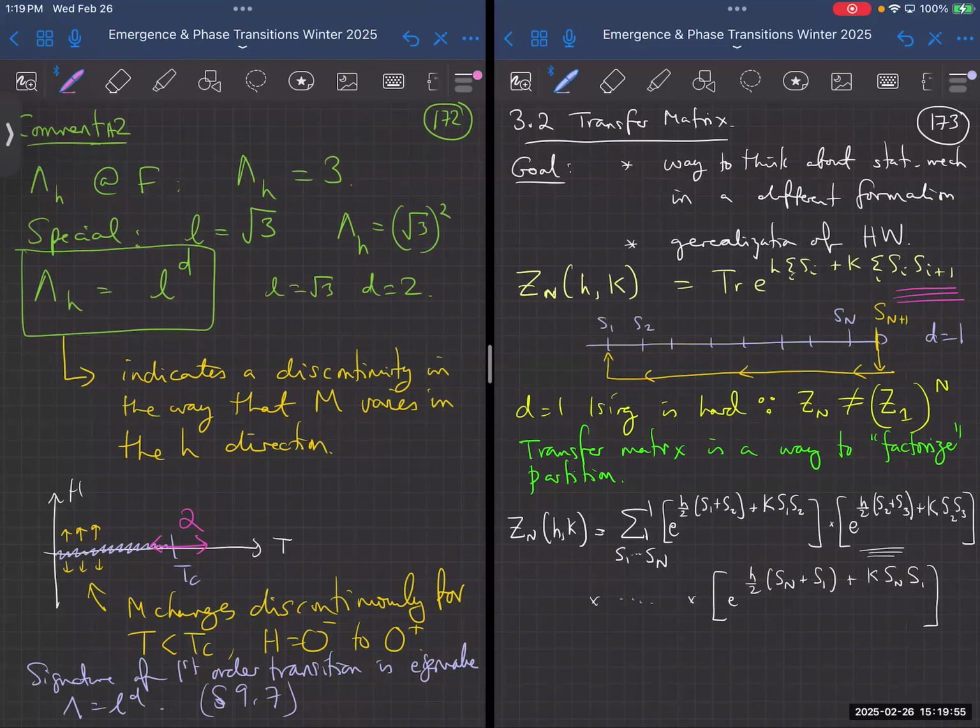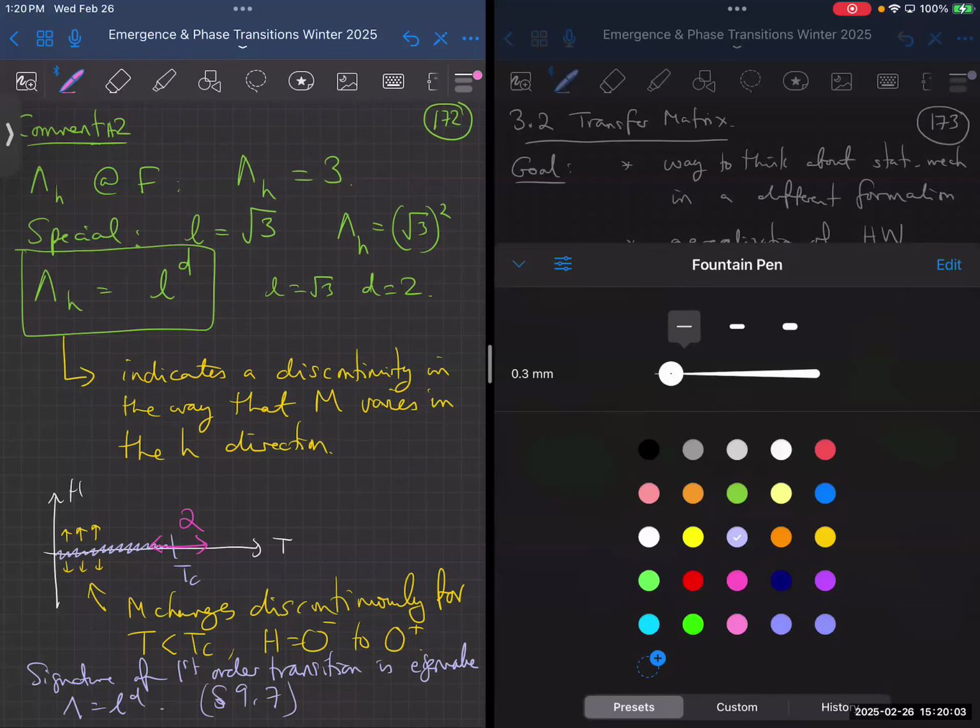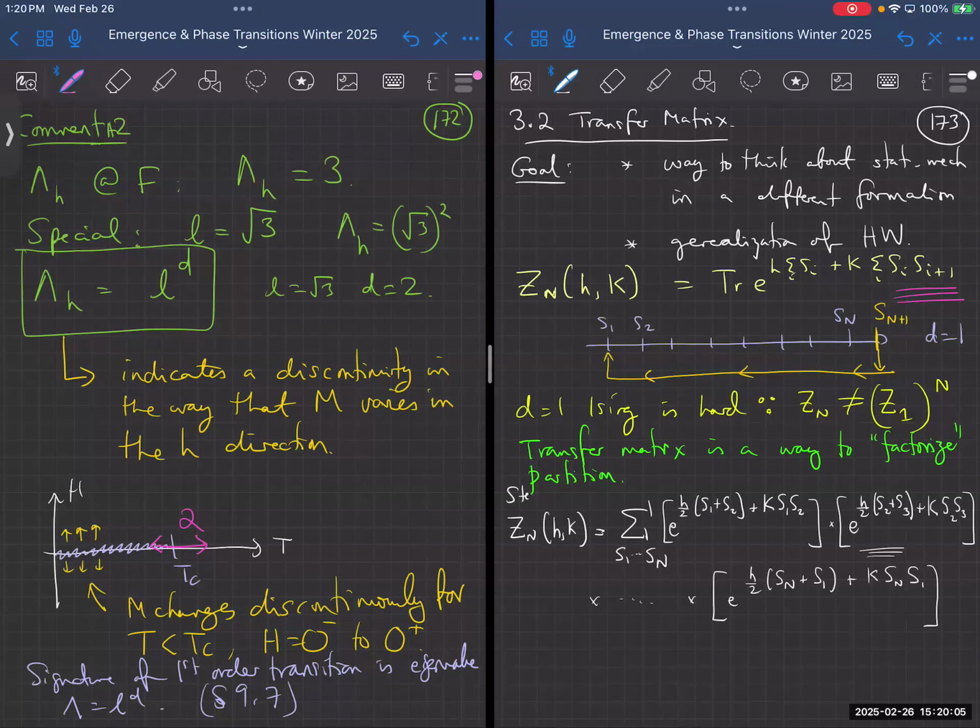So this thing is exactly, without any approximation, equal to my original partition function. Okay, so that's just the first thing. It's a clever way to rewrite it. So that's step one: rewrite. Okay, step two is interpret these square brackets as matrices.